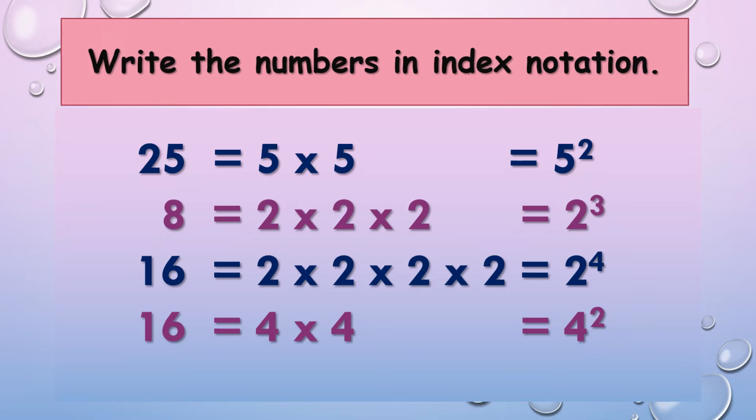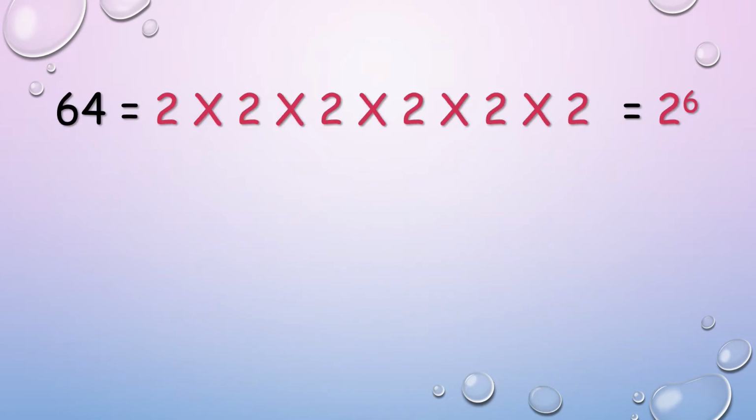Then there are two ways to write 16 in index notation. The first one, the blue one, the base is 2 and the index is 4. And the second one, the base is 4 and the index is 2. Okay. Now, let's take 64.